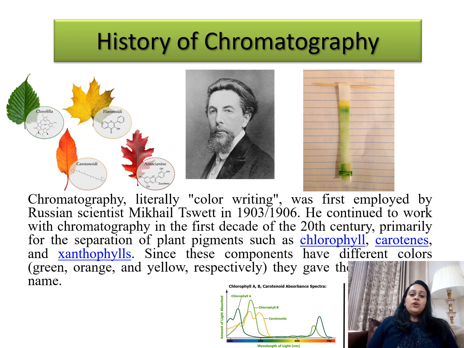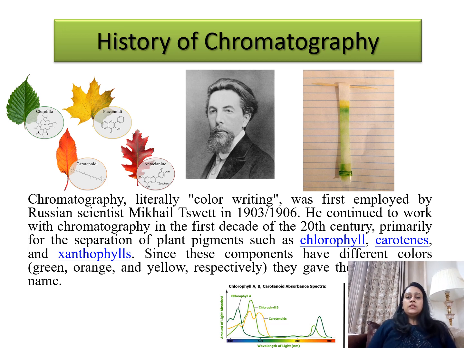Since these components have different colors, chlorophyll A and B are green in color, and carotenoids and xanthophylls are yellow to orange in color, they gave different names to these pigments, and these are nothing but the photosynthetic pigments. So these pigments are responsible for the photosynthesis process, and he was the first person to get these pigments separated on a piece of paper. You can see in this one.